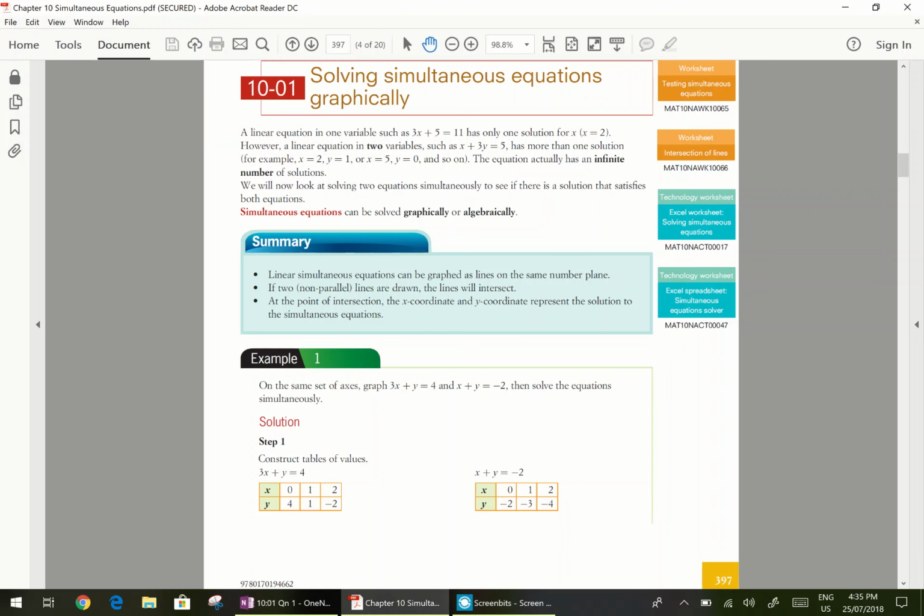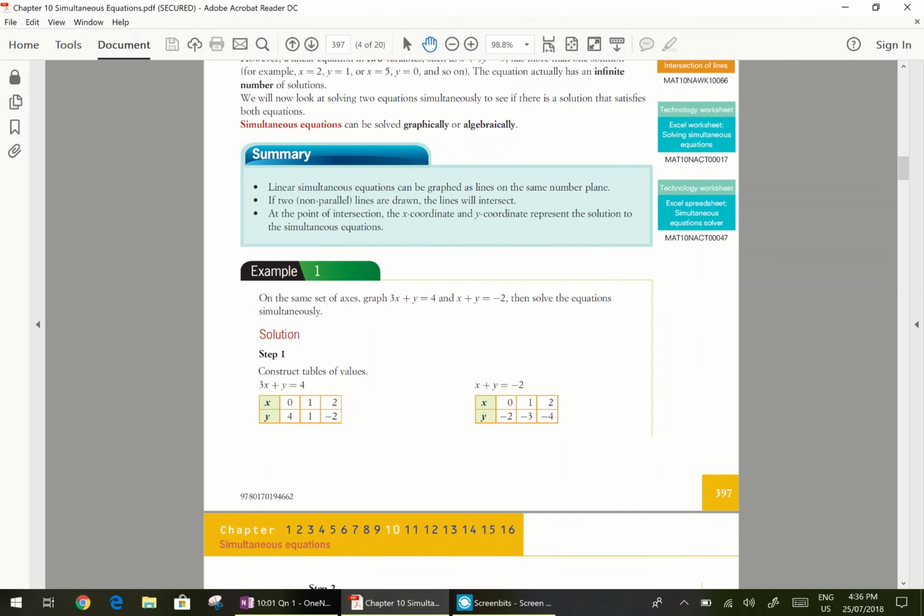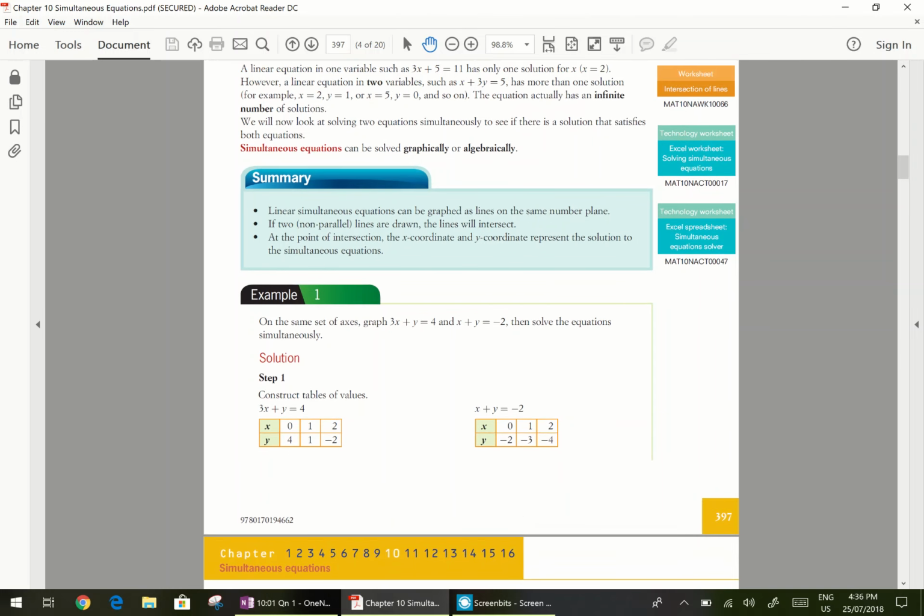For exercise 1001, which is simultaneous equations, first what we need to know is what we're looking for. If we look at this point here where it says simultaneous equations can be solved graphically or algebraically, 1001 looks at how to solve two equations graphically. What we haven't done this year yet is coordinate geometry, which is how to graph lines like 3x plus y equals 4 and x plus y equals -2.